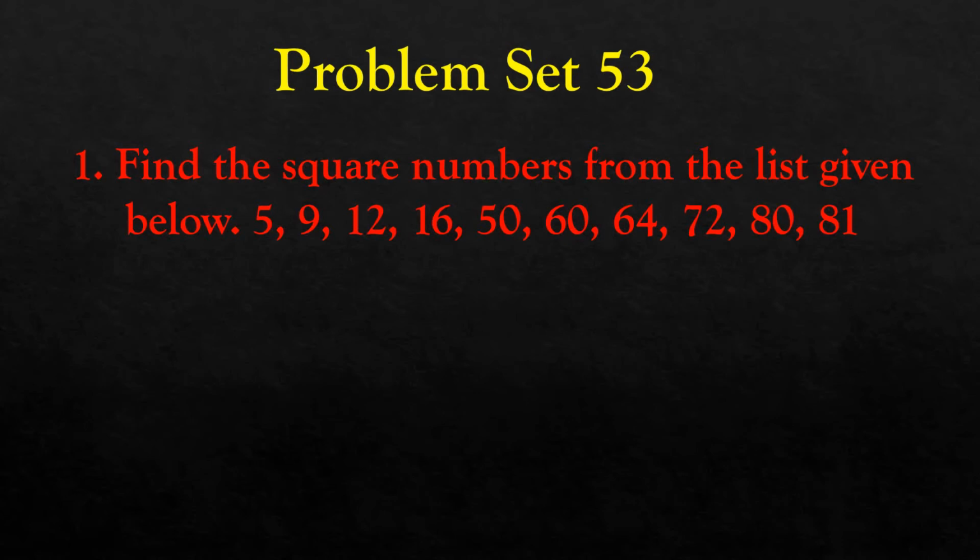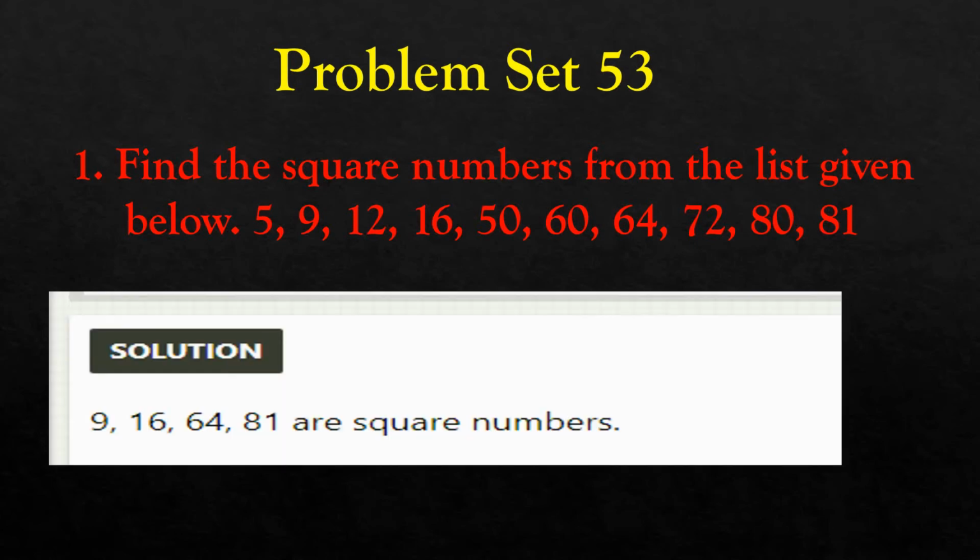So students, you already know what are the square numbers. So a square number is the result when a number has been multiplied by itself. So you have to find out that result of numbers that has been multiplied by itself. So here your answer will be 9, 16, 64 and 81 are the square numbers. So when you multiply 3 by 3, you will get 9. Then 4 multiplied by 4, you will get 16. So like this, you have to find out all the square numbers.